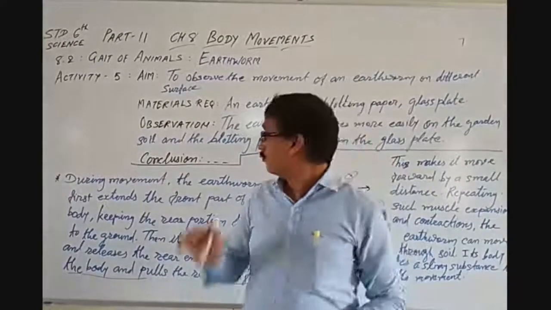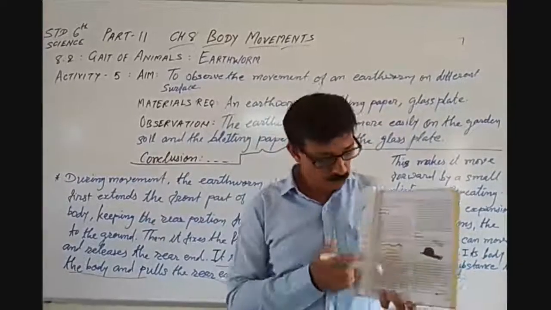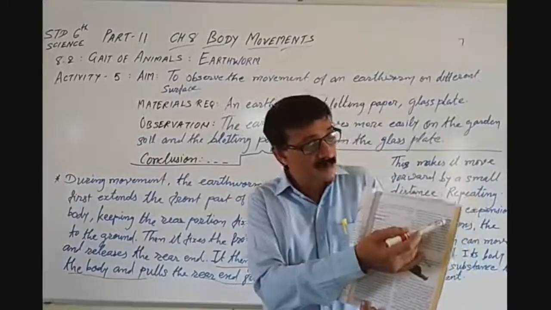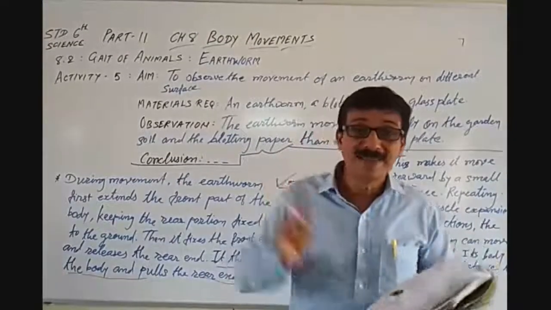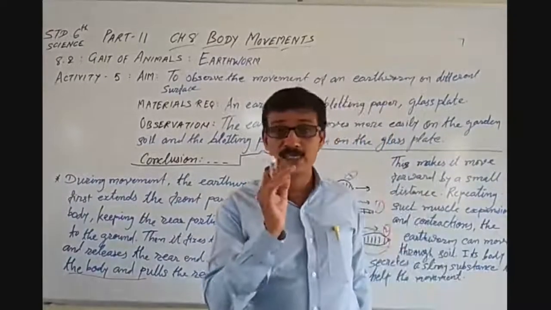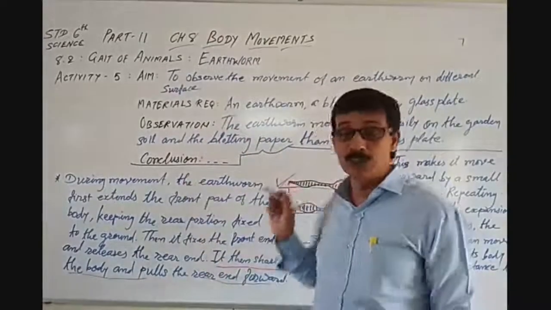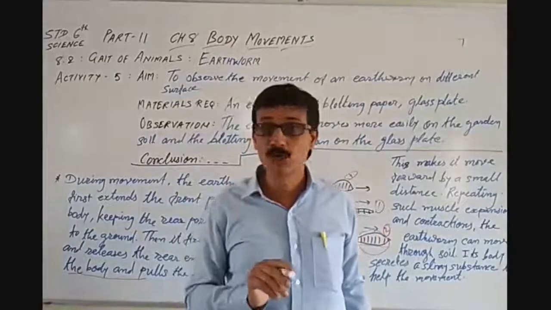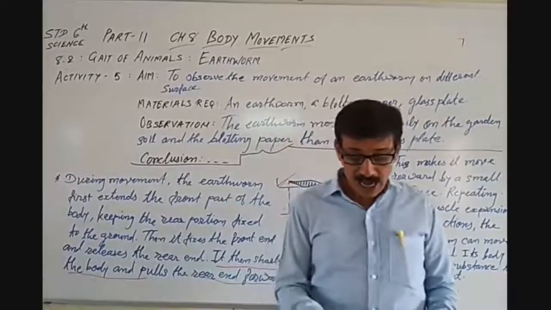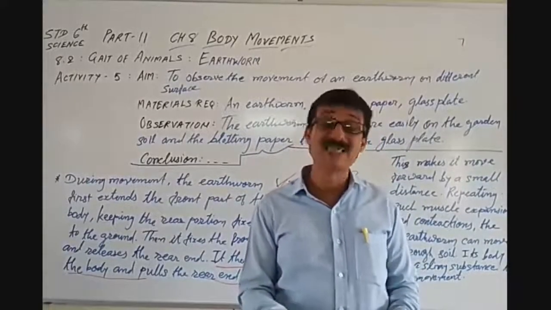So from here during movement you can see, it starts from here. During movement up to this end, just underline the paragraph. Why? Because it is a gait. If you are told to explain the gait of the earthworm, then this portion you have to write as your answer. That is why underline it. Okay, let's go further.